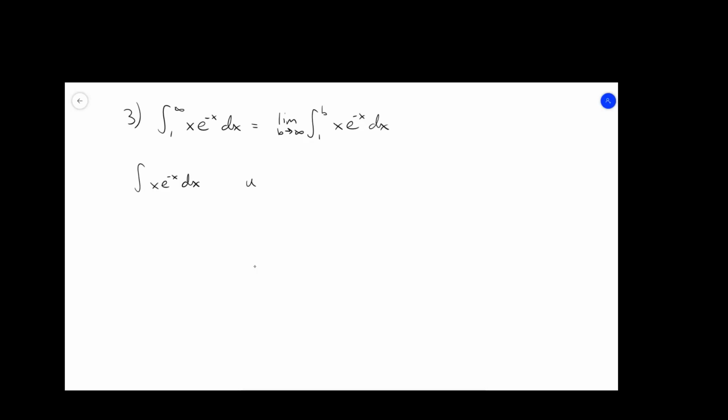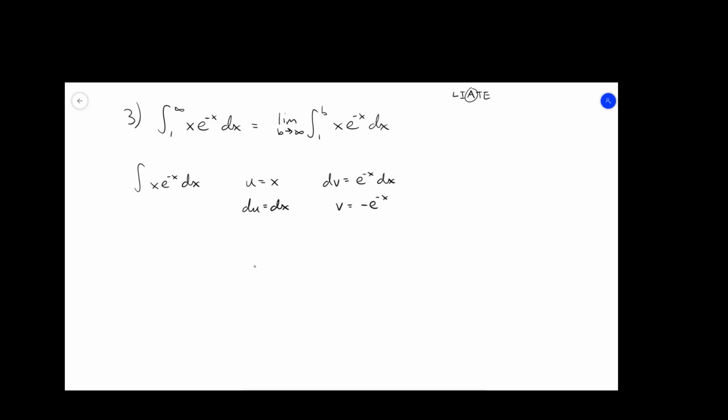So we could say u is equal to, remember LIATE for integration by parts, logarithmic function. Sorry, we don't have any of those. Don't have any inverse trig. We do have an algebraic function right there, x. So that's what we're going to have to make u be. And then dv can just be the rest of it, e to the minus x dx. So that means du is equal to dx. v is equal to negative e to the negative x.